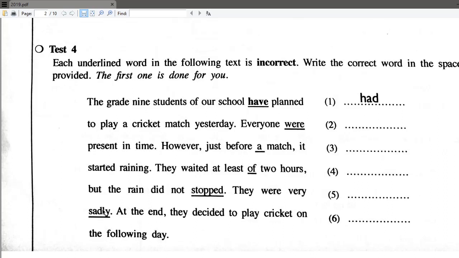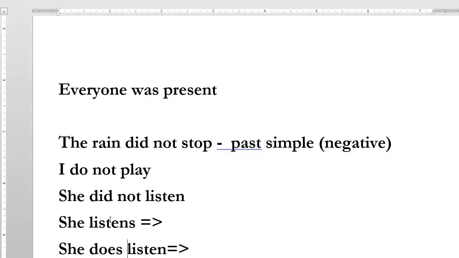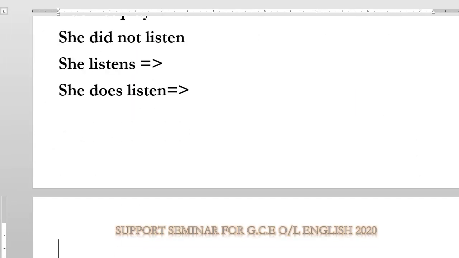So why can't you say they were very sadly? Because sad is an adjective, sadly is an adverb. You are speaking or describing them. So them or they in this case is a noun. If you would like to describe a noun, you should use an adjective. If you would like to describe a verb, you will use an adverb.